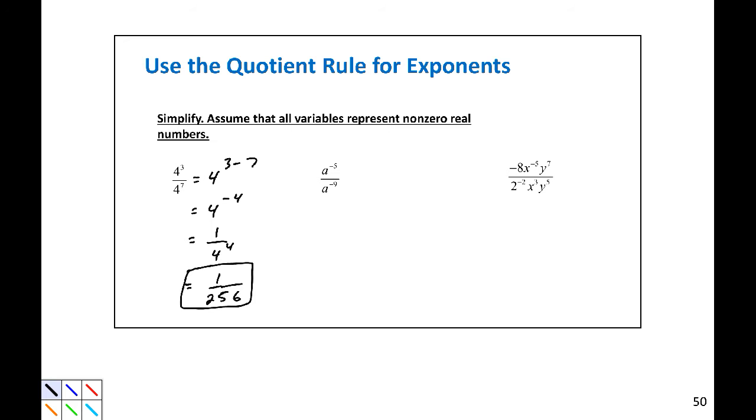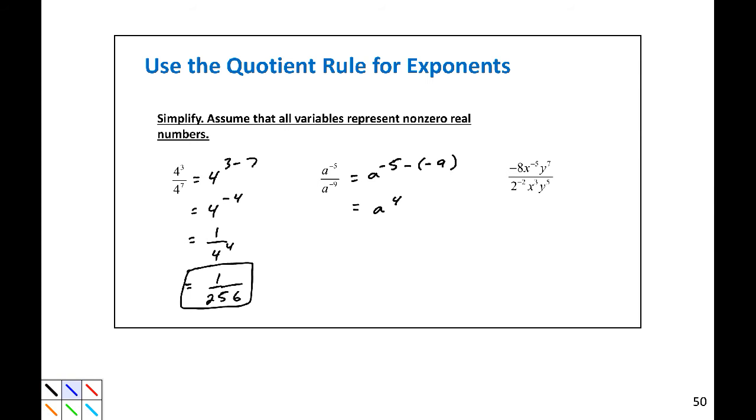Our next example, we have a to the negative 5 divided by a to the negative 9. The thing to pay attention to there is we have the same base. So we can subtract the exponents, write this as a to the negative 5 minus a negative 9. I'm going to put that negative 9 in parentheses to be cautious about the negative signs. We have negative 5 minus a negative 9. That would be like saying plus 9. That would be equal to a to the positive 4.